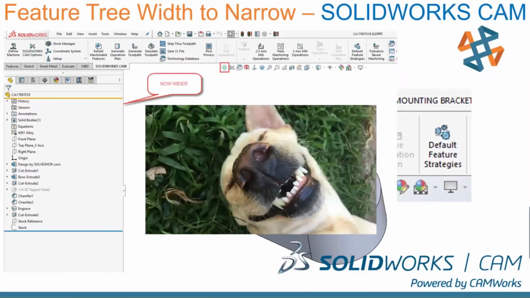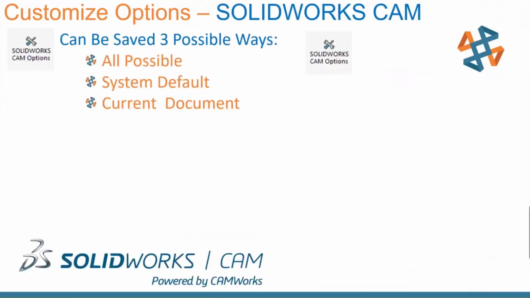Okay. All right. Customize. When we get into customizing stuff, SOLIDWORKS CAM has a button that has CAM options where we can customize it. We have 3 ways we can save these. We can save these to all possible settings that are applicable. We can do a system default. And we can also do the current document only.